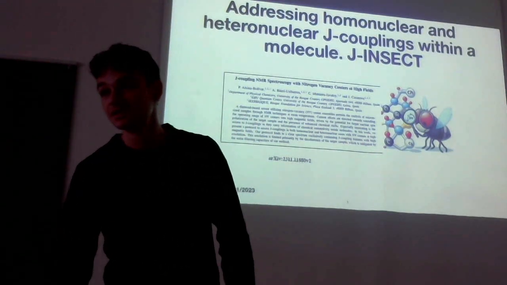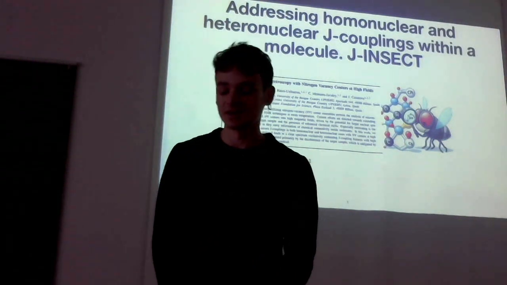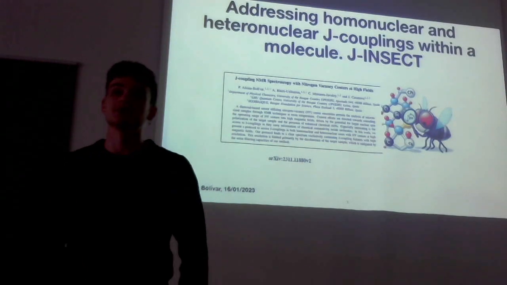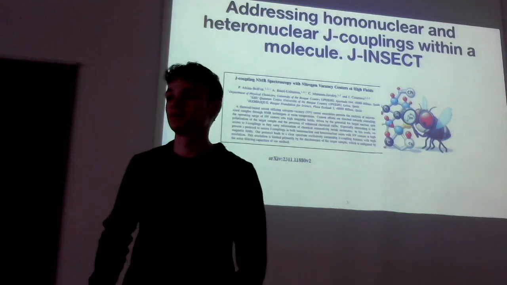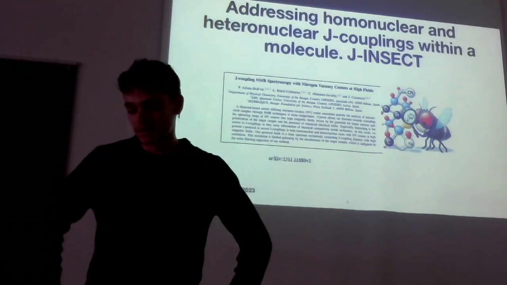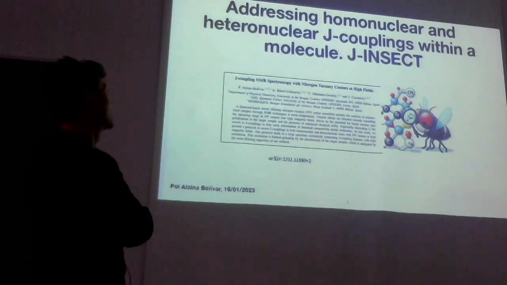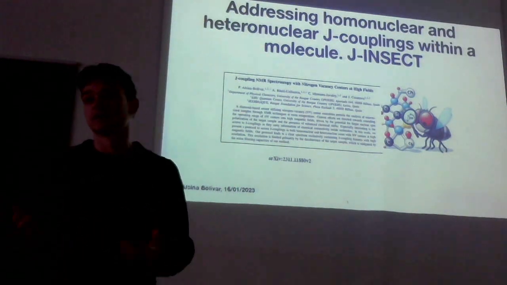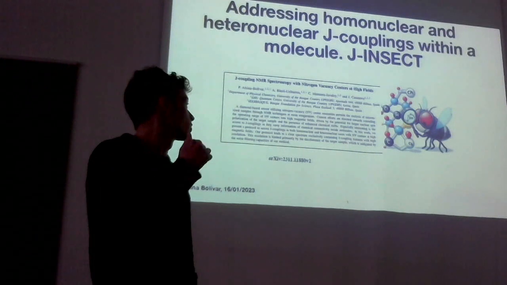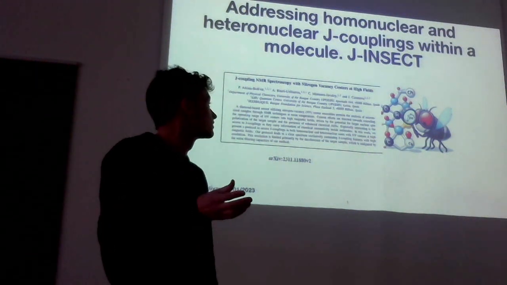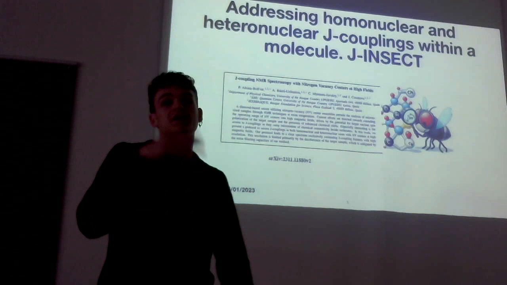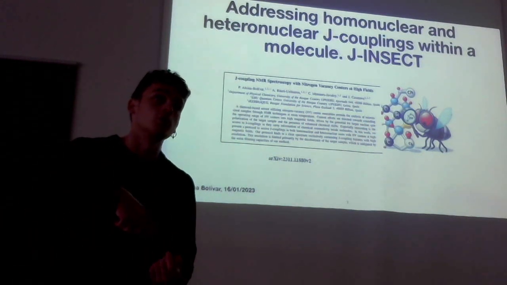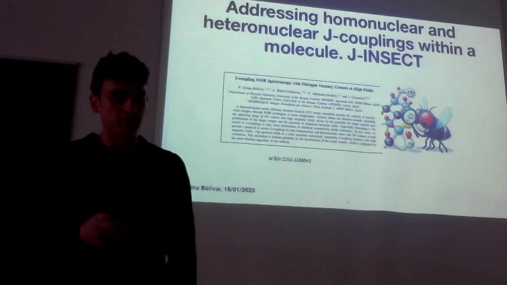Okay, so thank you everyone for coming. Now here I'm going to present the idea of a paper that we published on arXiv more or less 2 months ago. And basically the idea is, as the title says, addressing homonuclear and heteronuclear J-couplings within a given molecule. We called this protocol J-insect, and I will explain what J-coupling is and why it's interesting to detect it, together with all the issues and the benefits that we have.